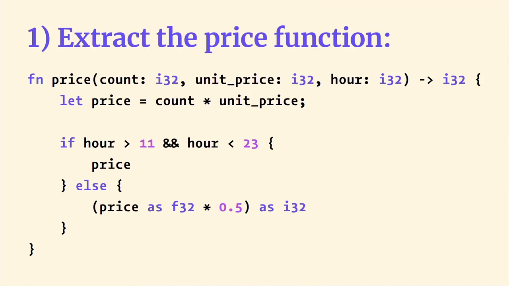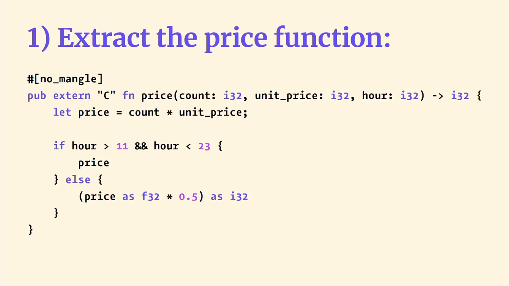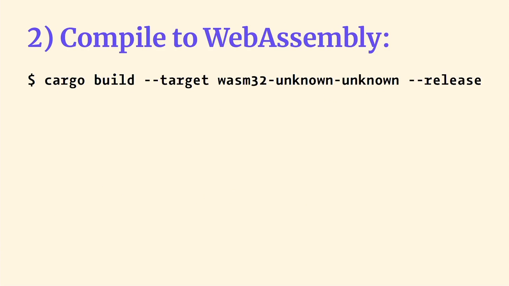So the first step to use WebAssembly in this motivating example is to extract the price function into a library. And the way we do that is just adding this no mangle and extern C around the function. And this just allows the library to be called from programming languages other than Rust. And once we've done that, we compile that Rust code into a WebAssembly binary.